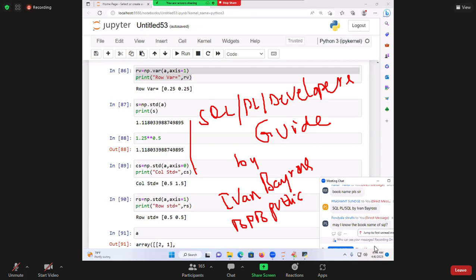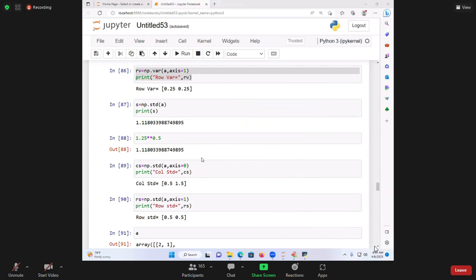So take care, students, and try to understand. Tomorrow's class will go for what? Pandas. Don't miss the pandas. Very important. Don't miss it. Thank you, students. All the best.